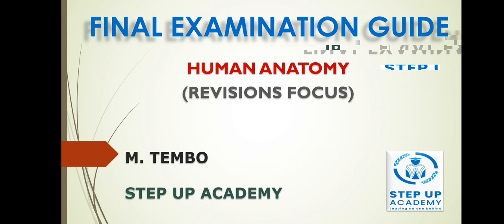So as you can see, the title is Final Examination Guide, specifically in human anatomy. Remember, I've said this is for those that are writing their human anatomy examinations tomorrow. So we are going to look at the topics that are going to cover your exam, or the entire coverage of what you covered in class. We're going to go through each and every topic. Then I'll talk about things that you must not miss out as you do your final revisions. So this is what this particular session is all about.